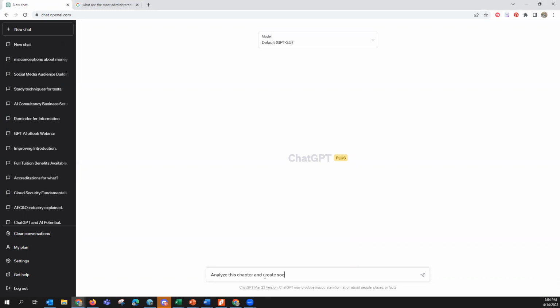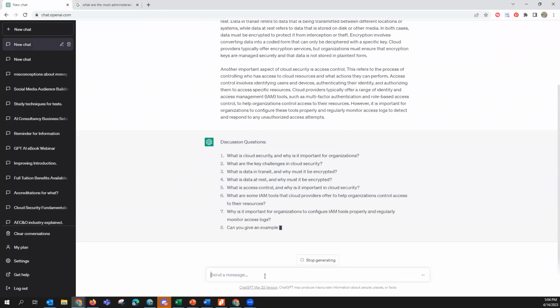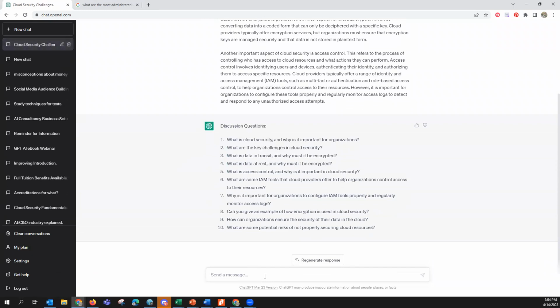and create some discussion questions that help the reader with comprehension. Man, I don't know how to spell that. Is that right? Comprehension. There you go. With comprehension of the chapter. Okay. And I'm just gonna paste this in. Okay, so here's some discussion questions based off that chapter.